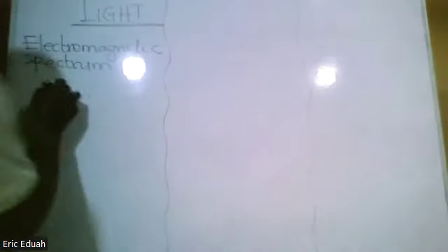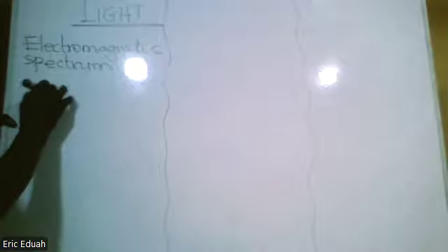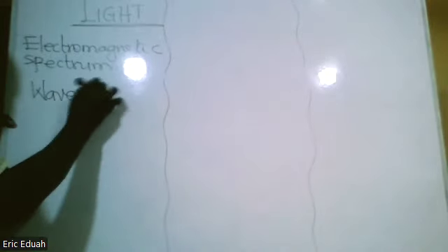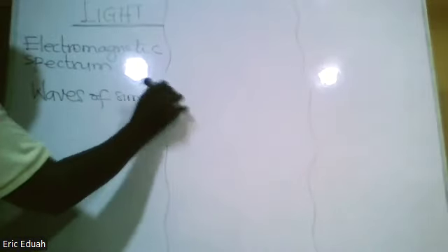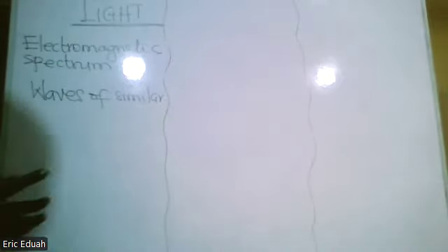So some waves of similar features. So the groupings of waves with these common features is what we are referring to as the electromagnetic spectrum. And what are these waves?